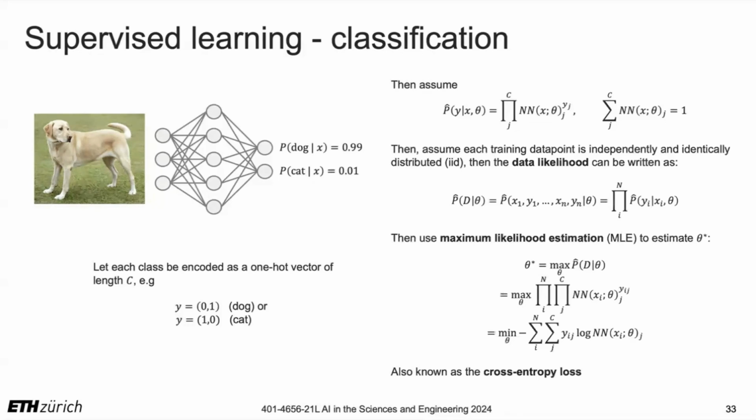Okay, and then we do exactly the same workflow, so we use maximum likelihood estimation again. We assume that each of our training data points is identically and independently distributed, and then we can write out the probability of our data in this way again. And then it's the same idea. We maximize the probability of the data given the value of theta, and we end up eventually with the minimization of this expression. This is known as cross entropy, and that's the standard loss function for training classifiers.